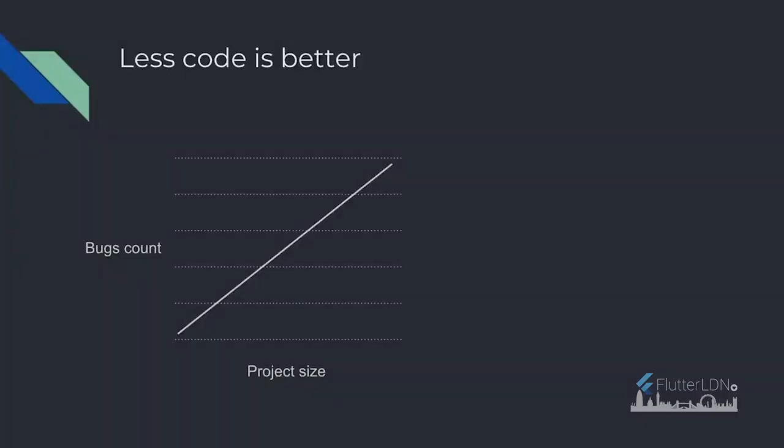Okay. So usually what we say is less code is better. Such a graph shows that usually as the project grows bigger, you have more code, obviously. And with more code come more bugs, because you have a much more complex application and we are only human. Due to that, we can't do things perfectly. Even if we do a lot of tests, we will still have problems. So the idea is usually to reduce that project size as much as possible, to reduce the bug count to the bare minimum.